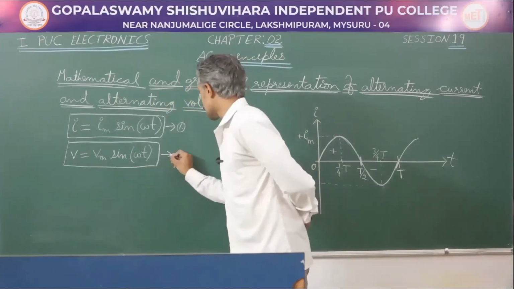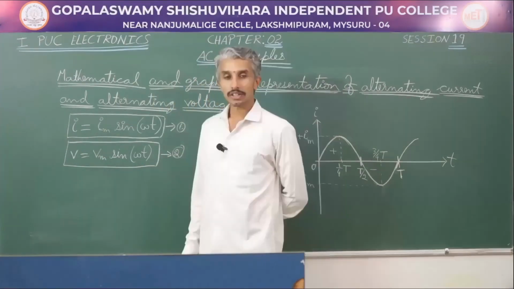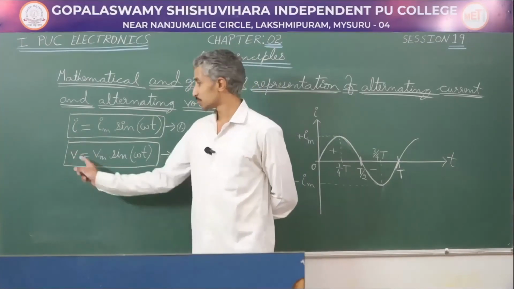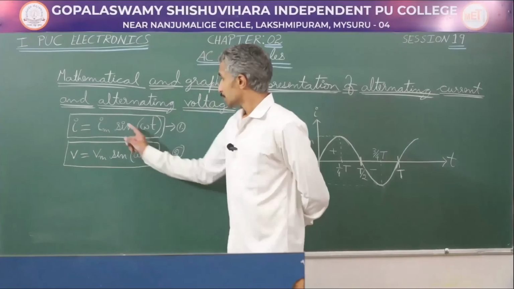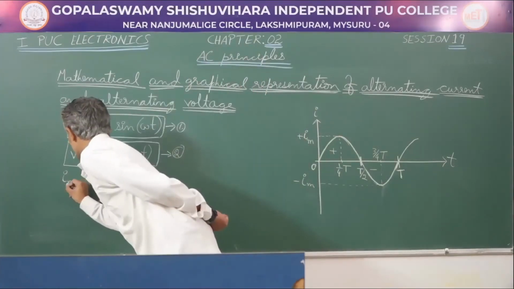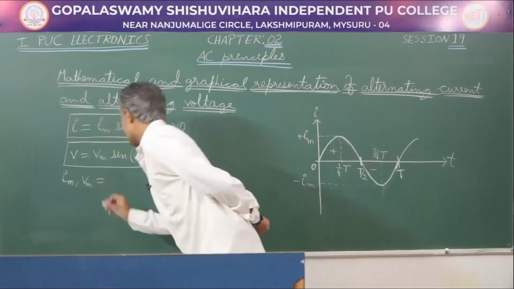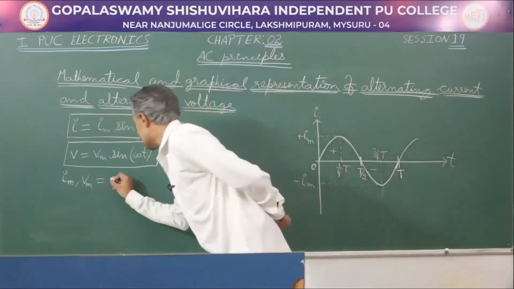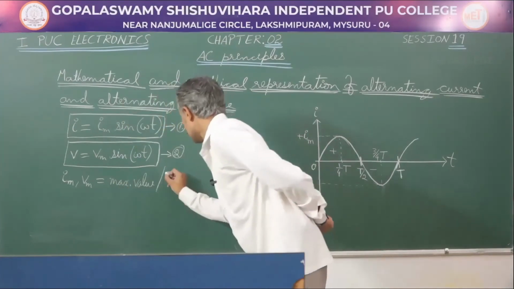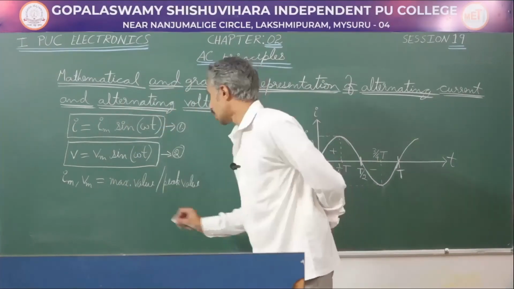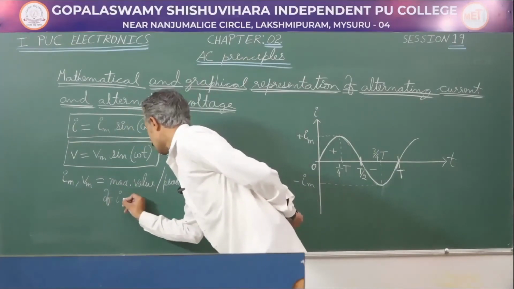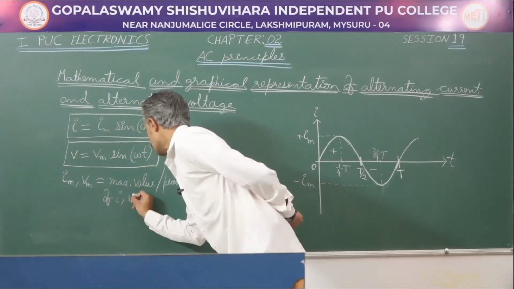Let me take this as equation 2. Alternating current and voltage is generally represented by small letter i and small letter v. In both these equations, I subscript m or V subscript m are called the maximum value, the other name being peak value, of the alternating current or the alternating voltage.